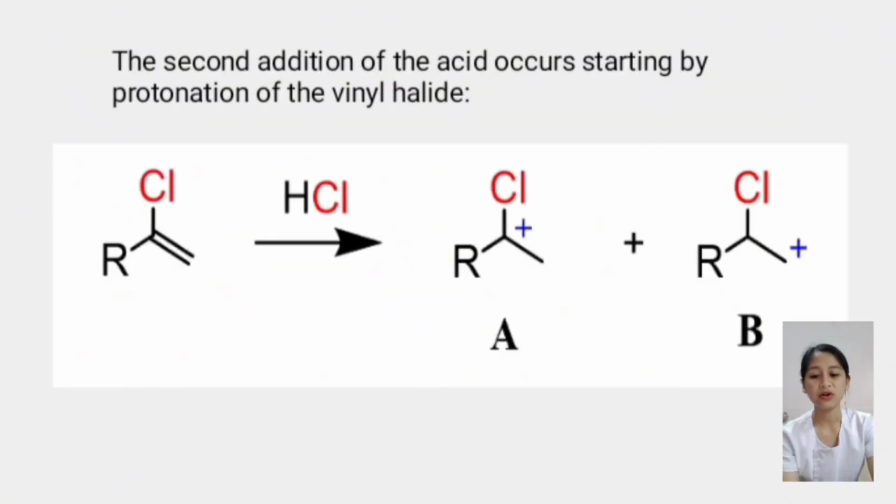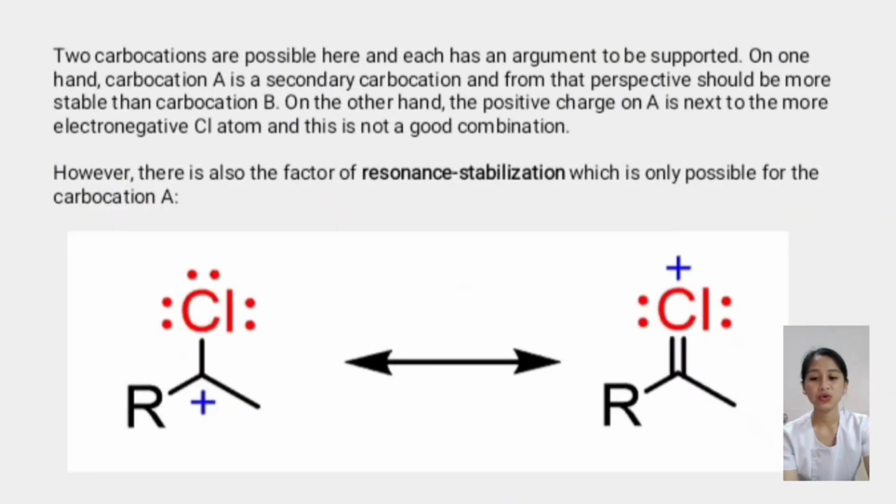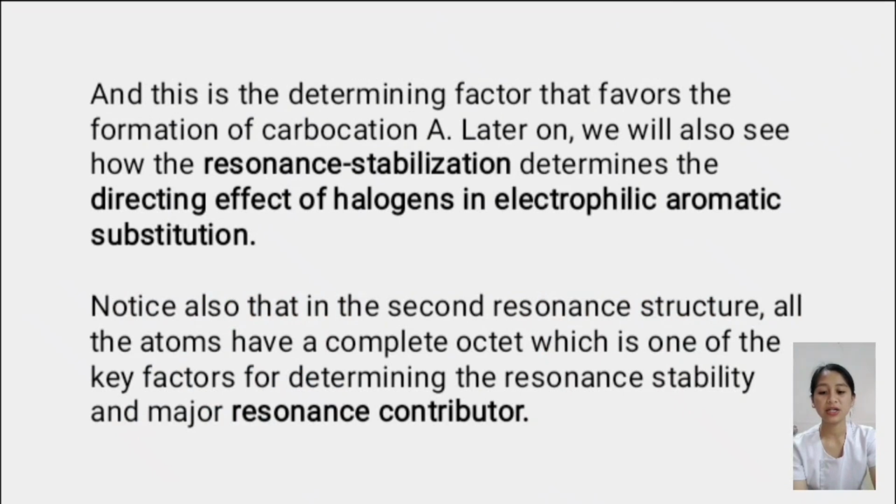The second addition of the acid occurs starting by protonation of the vinyl halide. Two carbocations are possible here and each has an argument to support it. On one hand, carbocation A is a secondary carbocation and from that perspective should be more stable than carbocation B. On the other hand, the positive charge on A is next to the more electronegative Cl atom and this is not a good combination. However, there is also the factor of resonance stabilization, which is only possible for carbocation A. And this is the determining factor that favors the formation of carbocation A.